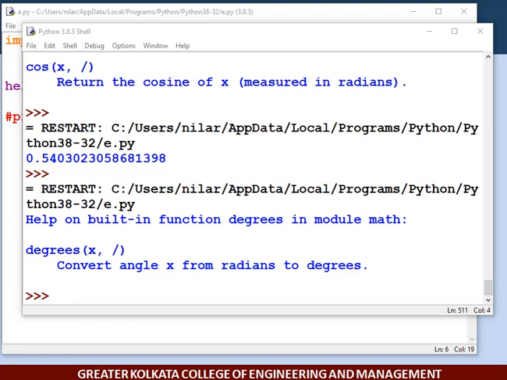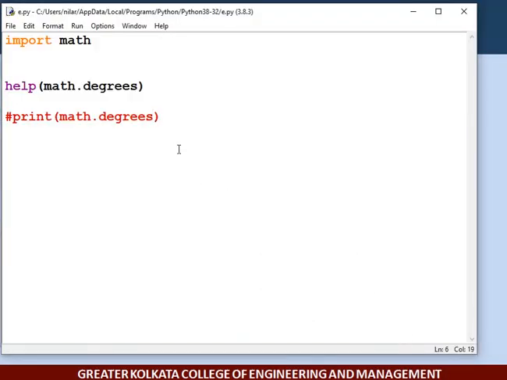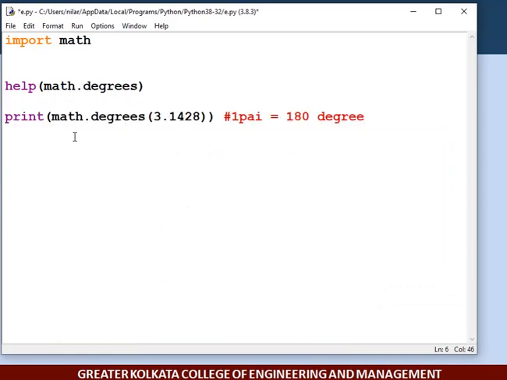Now I would like to give the example. Do you know the value of pi? I think you know the value of pi, that is 22 by 7. The value of pi is 22 by 7. So 1 pi equal to 180 degrees, we know that. Approximate value of this is 3.1428 suppose. Okay. Now I would like to print it.